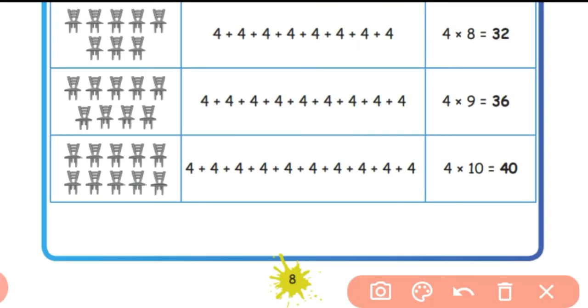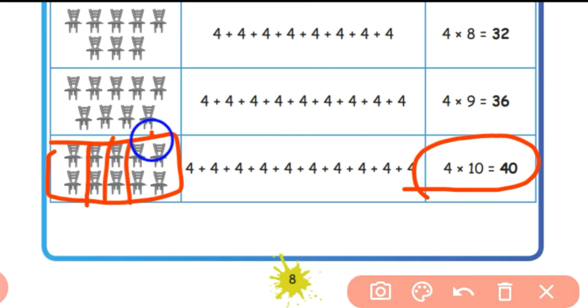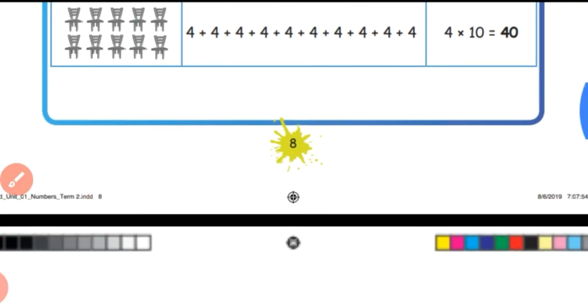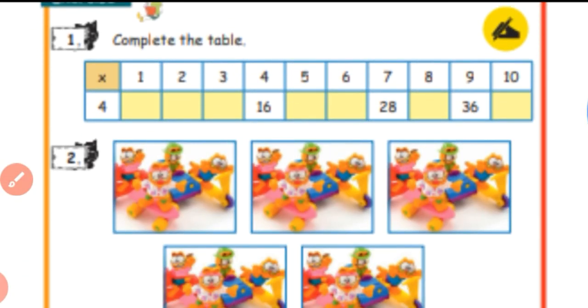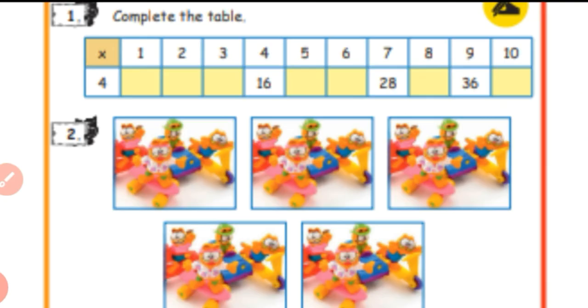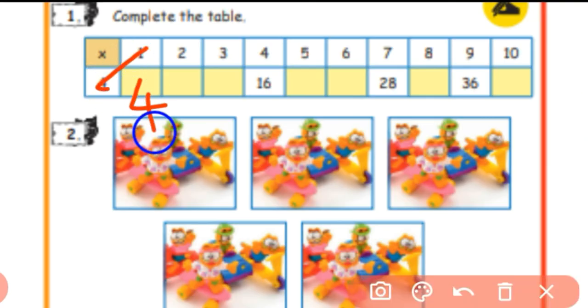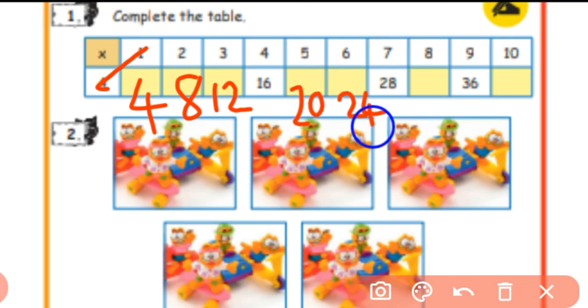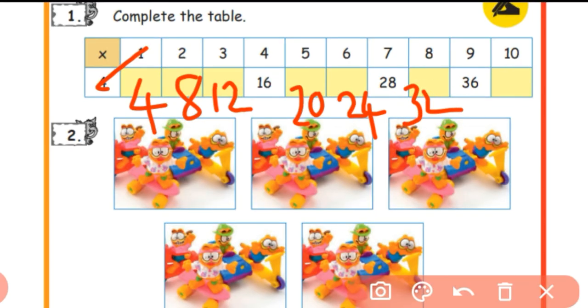Last one. See 4 into 10 is equal to 40. See 4 legs and 10 chairs. So 4 into 10 is equal to 40. See, complete the table. 1 4s are 4, 2 4s are 8, 3 4s are 12, 4 4s are 16, 5 4s are 20, 6 4s are 24, 7 4s are 28, 8 4s are 32, 9 4s are 36. 10 fours are 40.